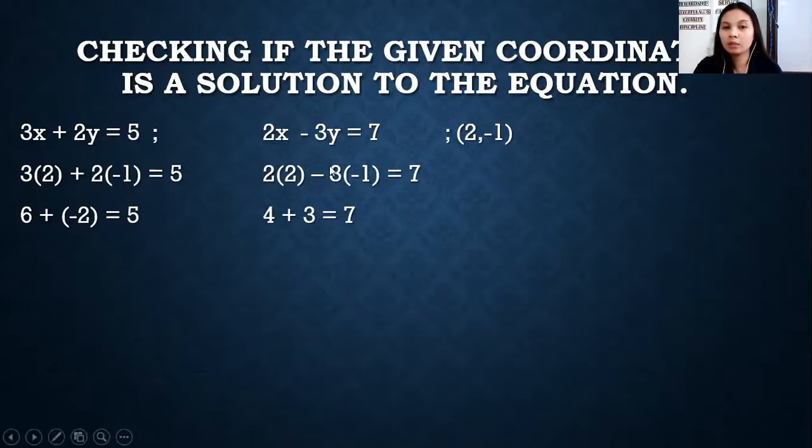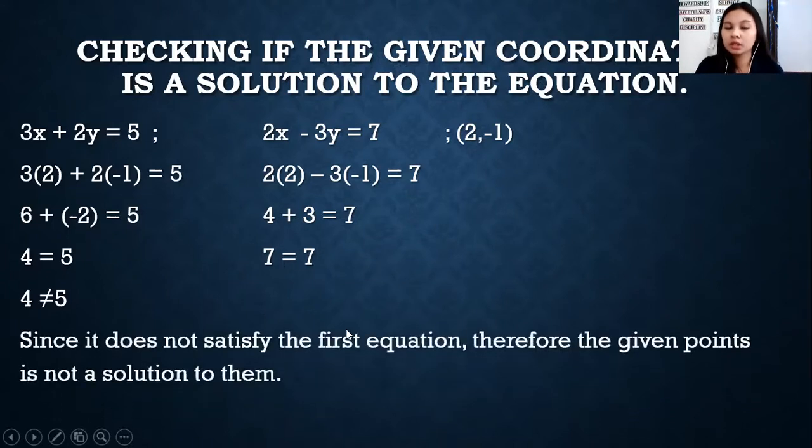Okay? And then sa kabilang side naman, 2 times 2 is positive 4. Negative 3 times negative 1 is positive 3. Okay? Ito naman, simplify nyo. 6 plus negative 2. Since positive and then negative yan, subtract nyo yan. 6 minus 2 is 4 equals to 5. Which is wrong. Which 4 is not equal to 5 po. Okay? So, dito naman, ayan, nag-satisfy siya. So, since it does not satisfy the first equation, therefore, the given points is not a solution to them.